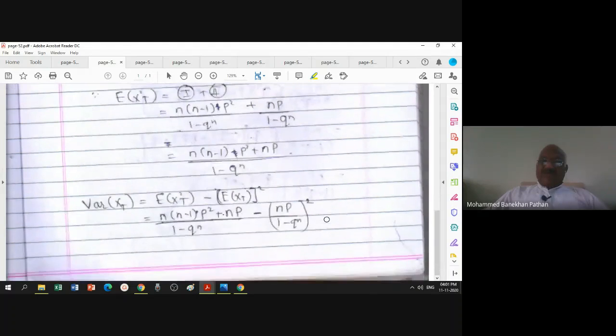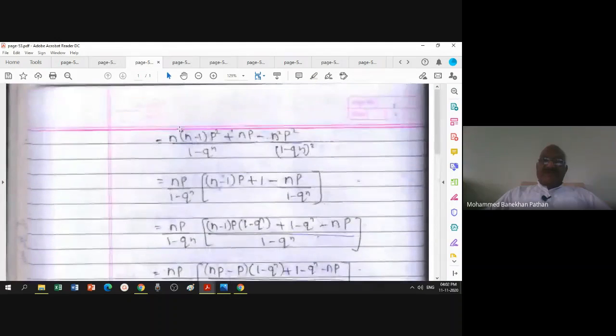Our aim is to develop the variance of the truncated binomial. This is the definition: expectation of x square minus the square of expectation. This is your first quantity, put it here, minus E of xt, this much, square of the bracket. This is the final answer for the variance of the truncated. But we'll try to simplify this to a little extent to get a compact answer.